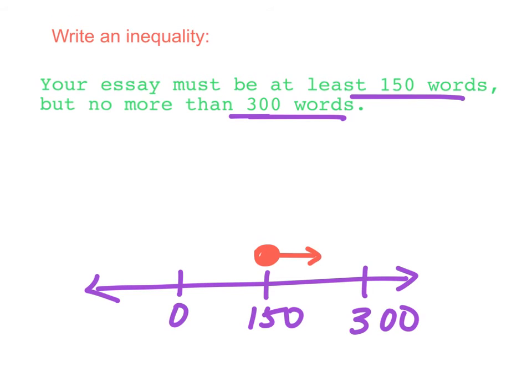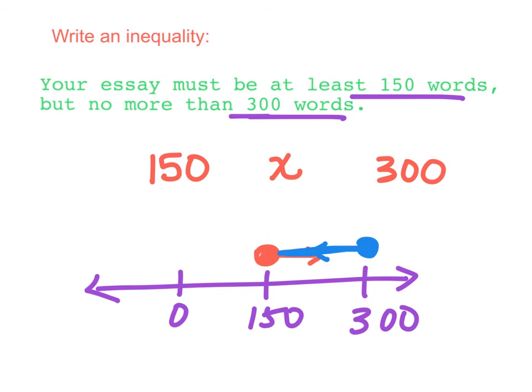At least 150 means it has to be 150 or bigger, so that would be going this way. But then it has to be no more than 300. So 300, it can't be any more than that, but it can be less than that, so I need to go this way. It can be exactly 300, so I'll fill it in. So here is my picture. It's between 150 and 300. So remember to write an inequality like that. The lowest it can be is 150. The highest it can be is 300. I want it to be somewhere between there, so I'll put x is between there.